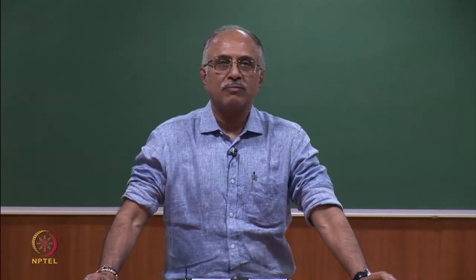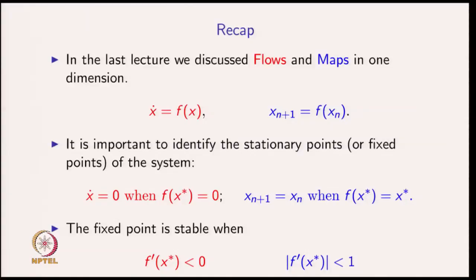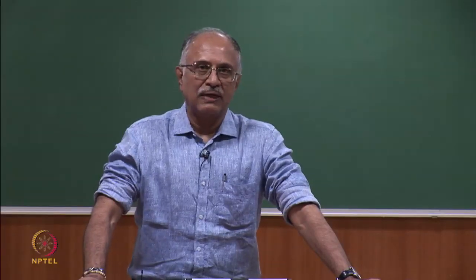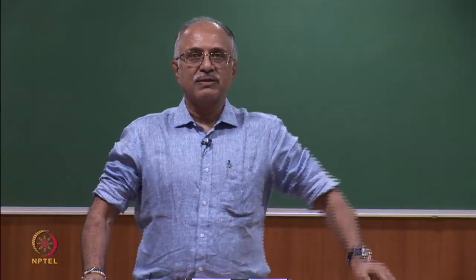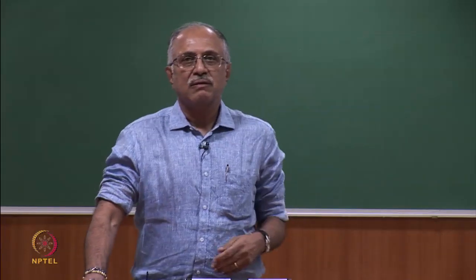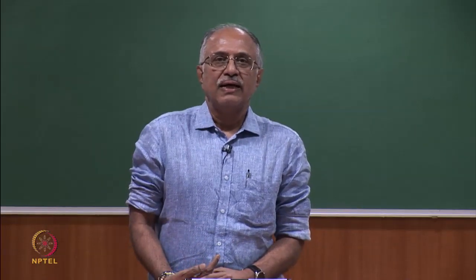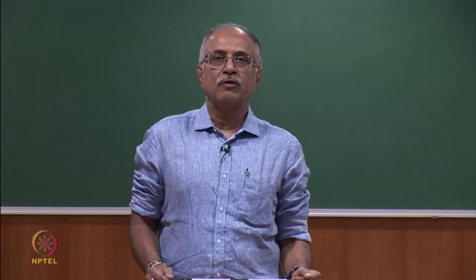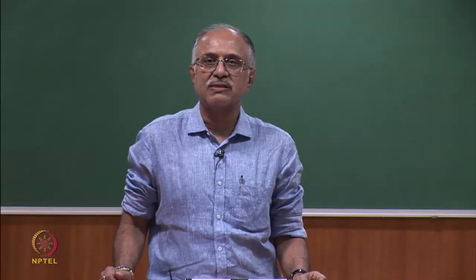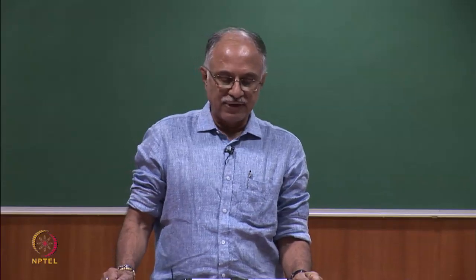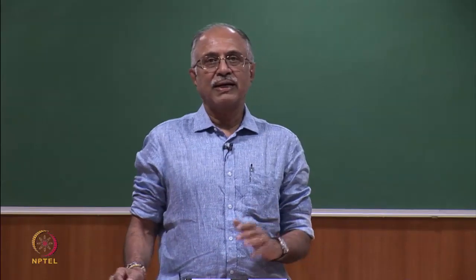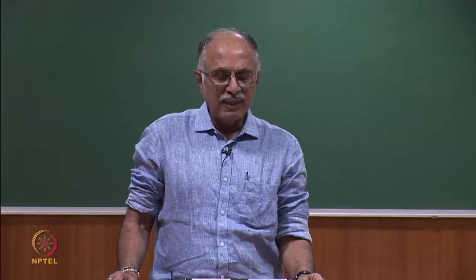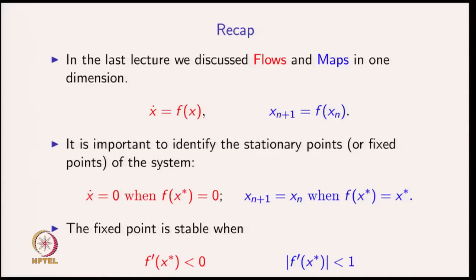Let us recap what we did in the last lecture. It was just very elementary stuff, where we discussed what a dynamical system is, and we noted that there could be two different ways in which dynamical systems are specified, either by differential equations or by iterative maps. If it's a differential equation, we write down the derivative of variables, dx by dt, dy by dt and so on, and in one dimension there is only a single variable.